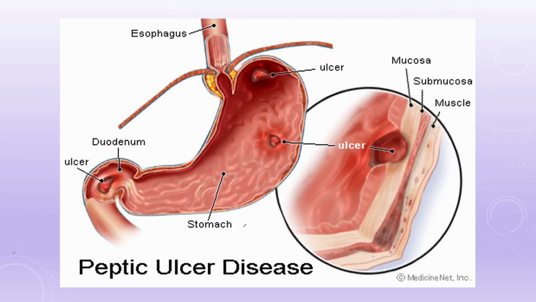This is what peptic ulcers look like. Remember, we could get them in the stomach, or we can get them in the duodenum. Okay, and they erode. They're like little ulcerations in there.